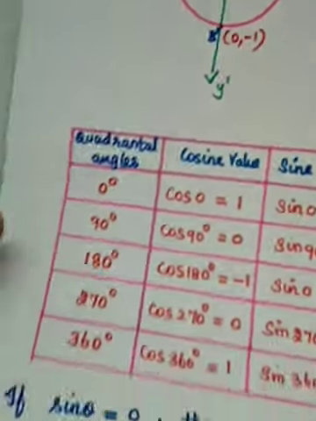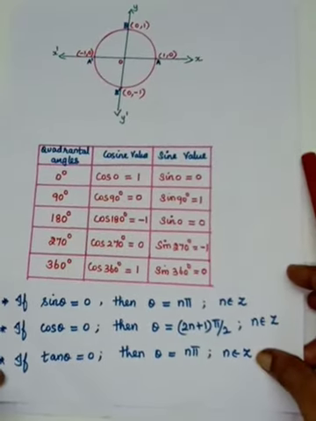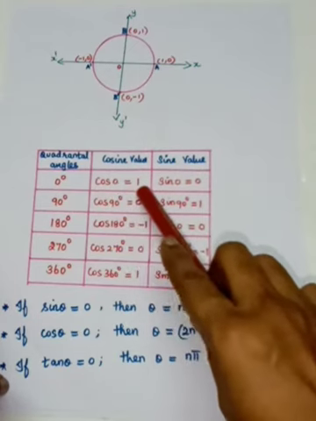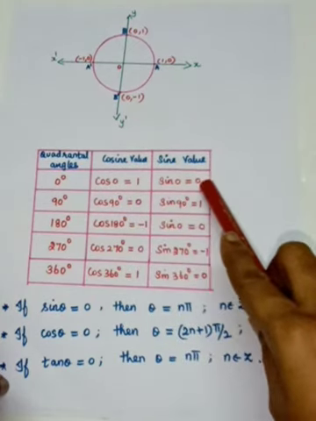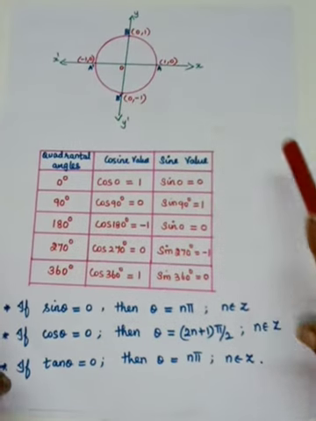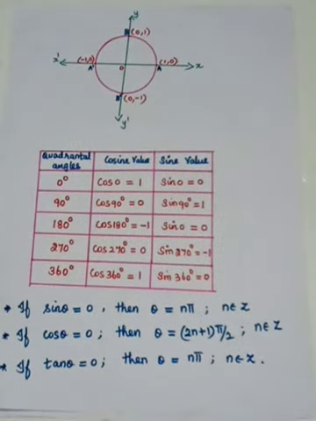So see here in the first one, what you are getting? 0 degree. Cos 0 is equal to 1 and sin 0 is equal to 0, because you have to remember the point 1, 0. At that point the angle is 0 degree. So the first one, the point first one represents cos. So cos 0 is 1 and sin 0 is 0.